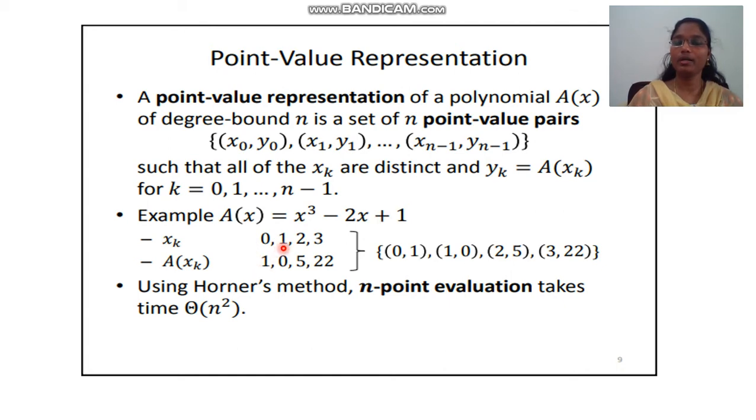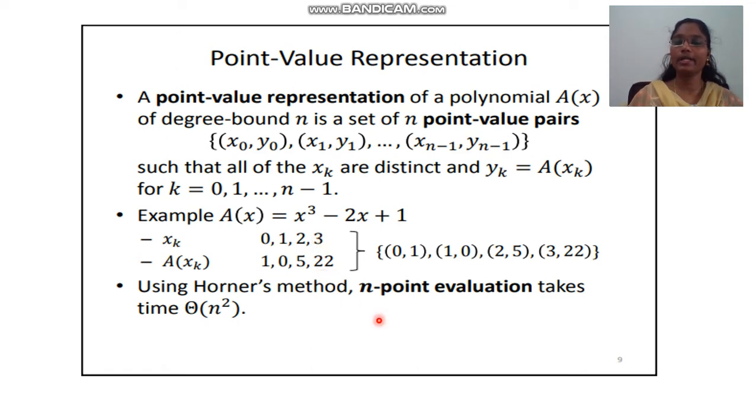Similarly, if you apply 1 to this polynomial, 1 cube is 1, minus 2 into 1, so 1 minus 2 is minus 1, plus 1 is 0. So when we apply 1 to x, we get the value 0. Similarly, we can do it for 2 and 3. So now we get the point value pairs. The point is this one and the value is this. The point value representation we are getting here is: for x equal to 0, the value y is 1. So (0, 1), (1, 0), (2, 5) and (3, 22).